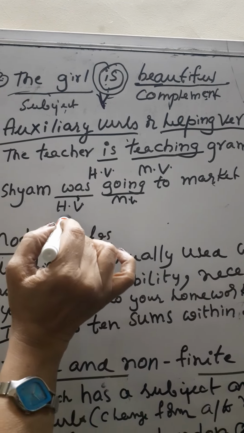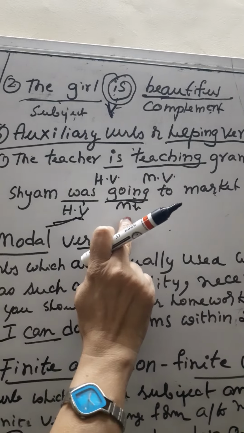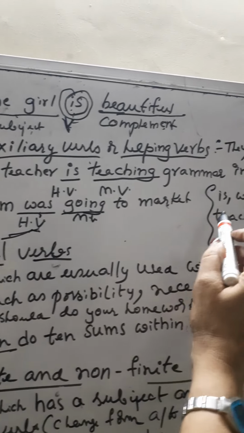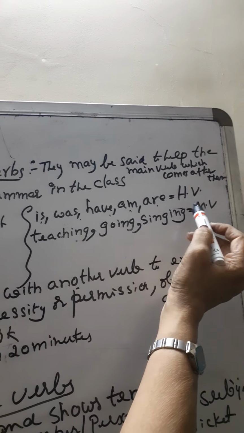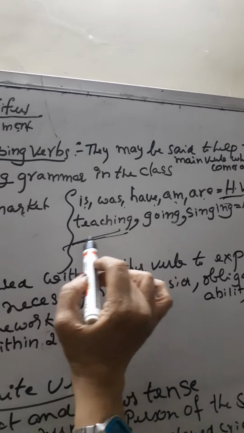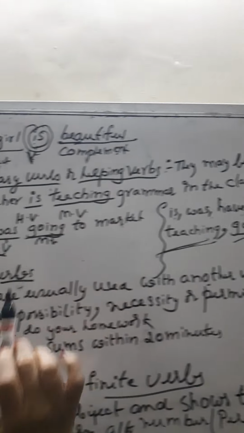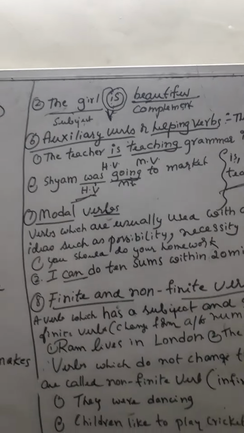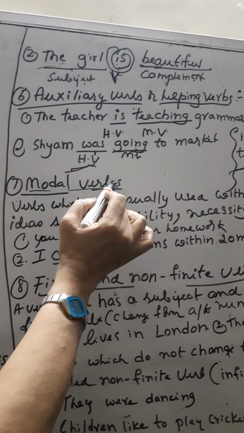Now, was is a helping verb. Going is the main verb. Whenever you use is, was, have, am, are, they are helping verbs. But when you use words like teaching, going, singing, they are main verbs. Okay. Now our seventh kind of verb is modal verb.